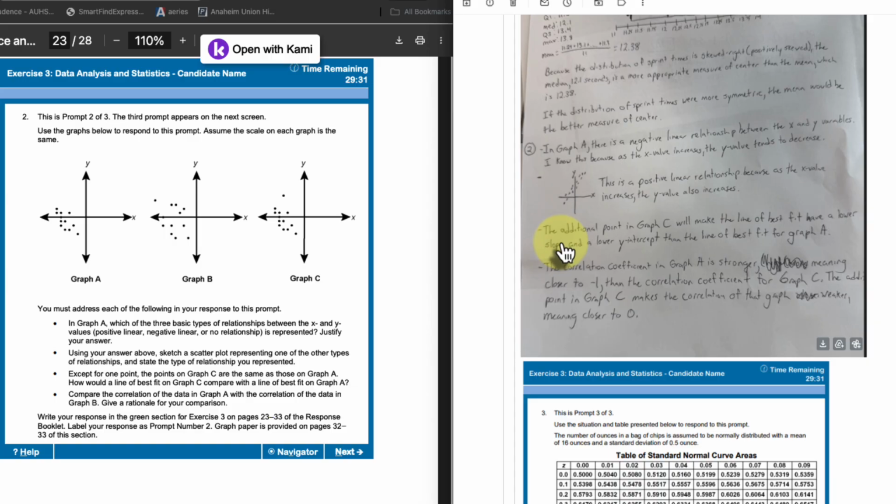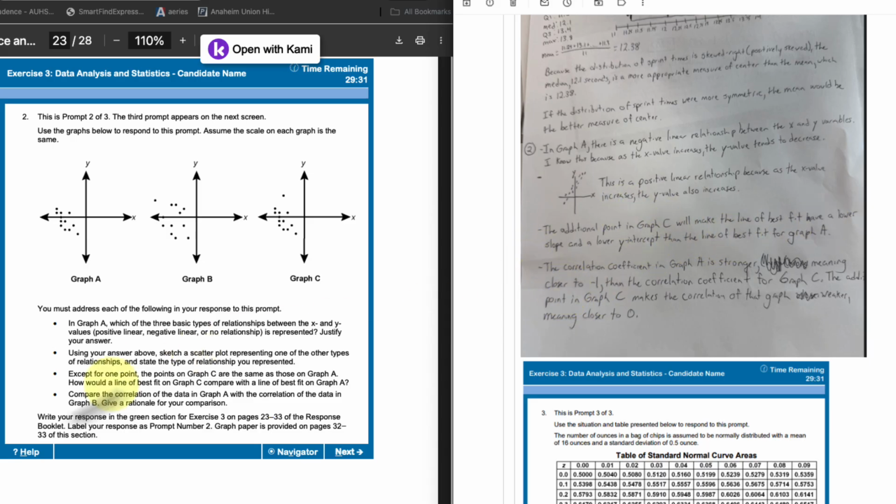Let's see. Except for one point, the graphs on graph C are the same as graph A. How would a line of best fit on graph C compare with a line of best fit on graph A? I like this answer. You're basically just saying that it's lowering the y-intercept. Right, if the line's going this way, take it out. The y-intercept may not change as much, but definitely the slope. Yeah, that was a good response.